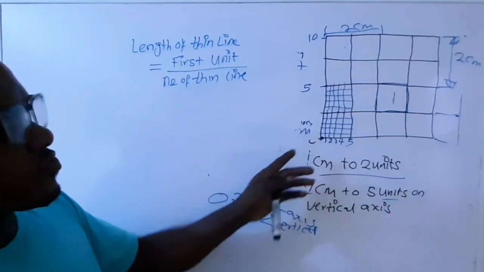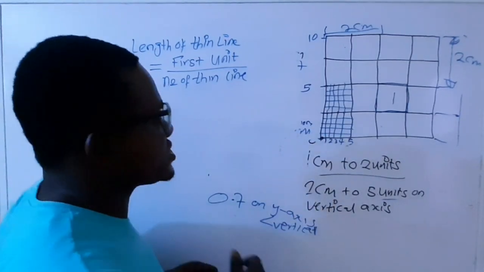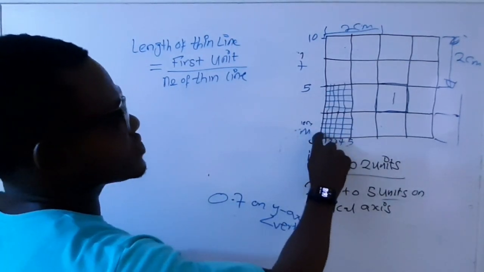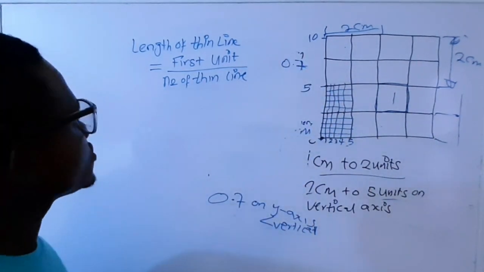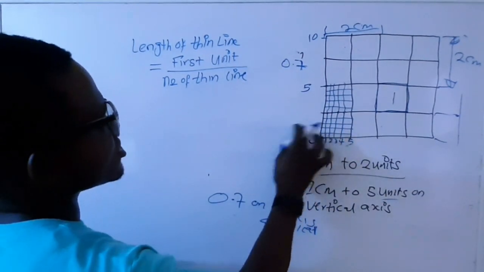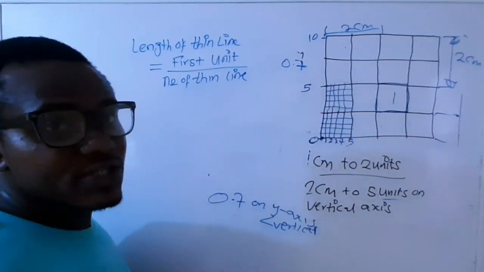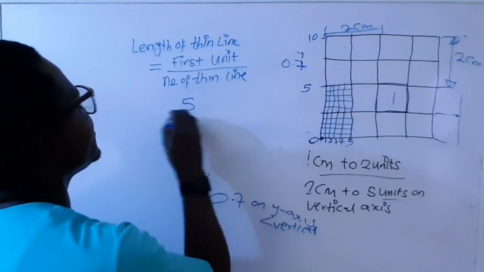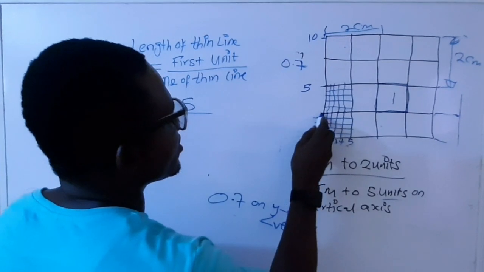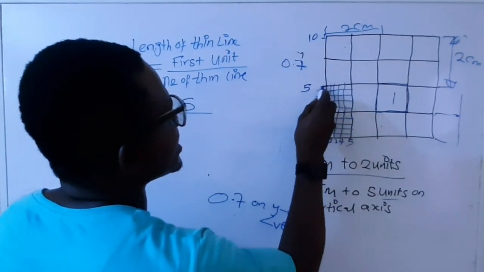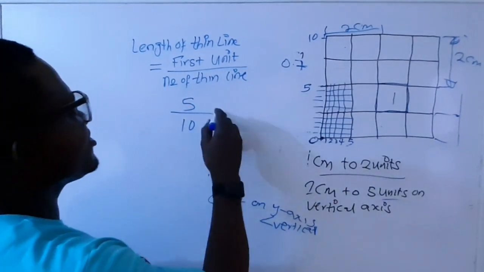We already know the length of a square box, which is 1 centimeter. So you also need to know the length of this small box for you to determine the 0.7. Now the first unit I'm seeing on the graph here, this is 0, the origin, and this is 5. Any number could be the first unit. So I'll write 5 divided by the number of thin lines. I'm having 1, 2, 3, 4, 5, 6, 7, 8, 9, 10. So I'm having 10 lines. That will give me 0.5.